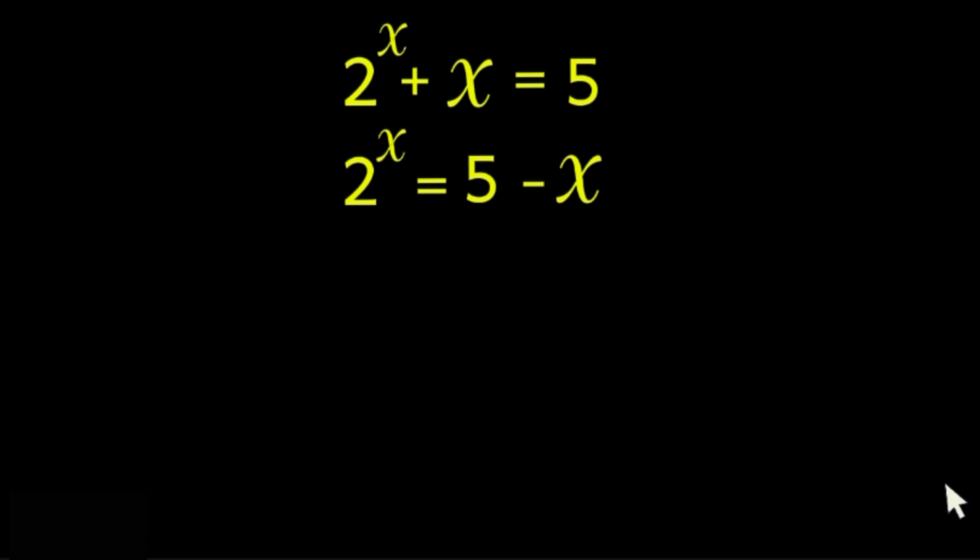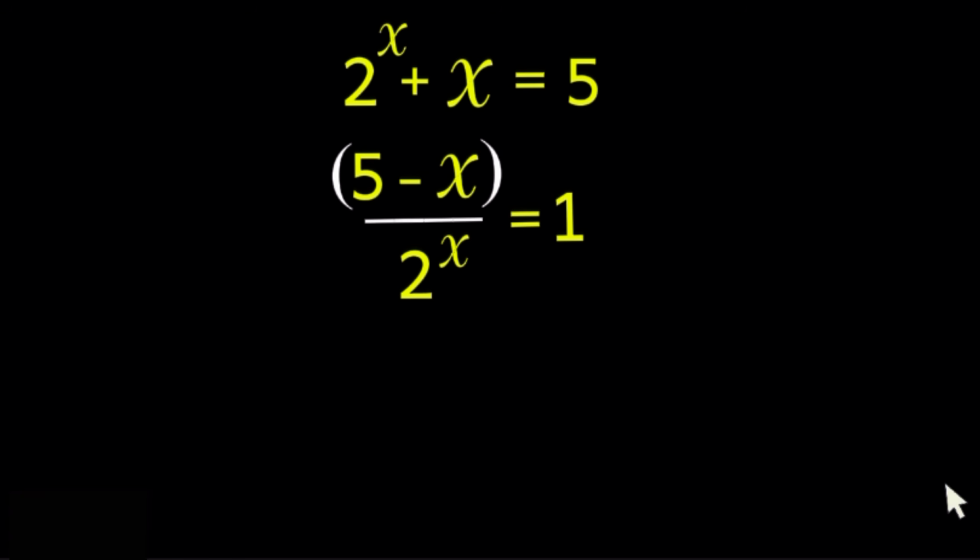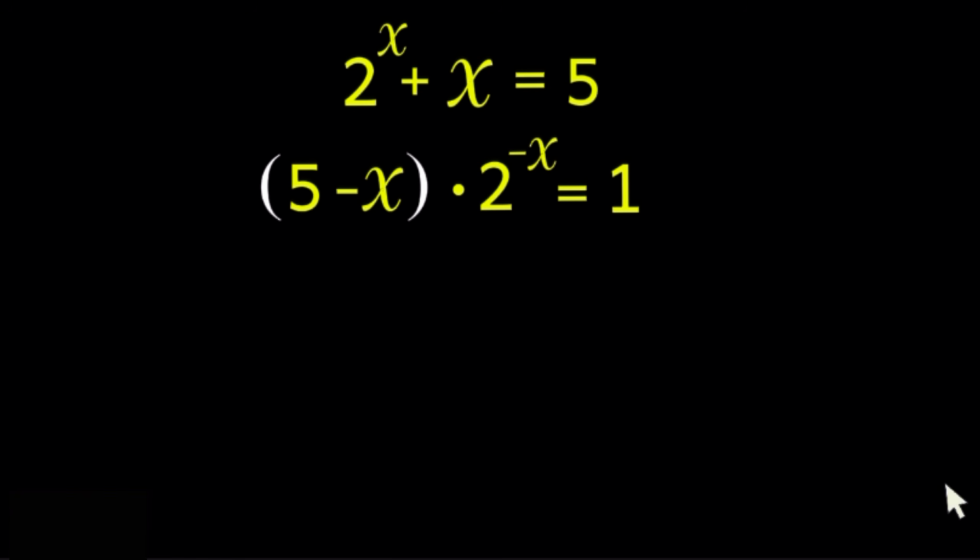Now, instead of stopping here, we continue by dividing both sides by 2 to the power of x. So we now have (5 minus x) divided by 2 to the power of x is equal to 1. This might look more complicated, but it actually helps us move forward. Now we use a key property of exponents, which says that 1 divided by a number raised to a power is the same as that number raised to the negative of that power. So this allows us to rewrite the expression as (5 minus x) multiplied by 2 to the power of negative x is equal to 1.